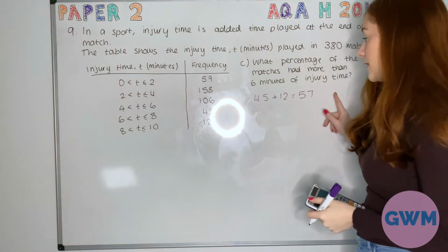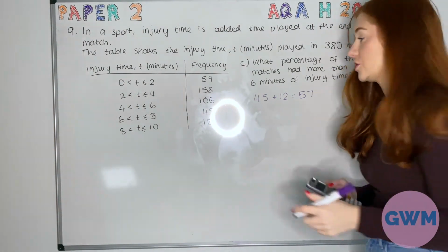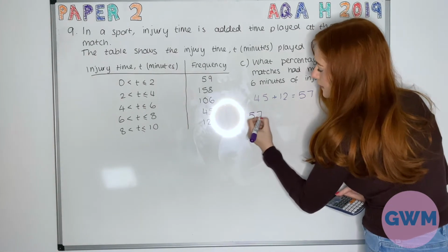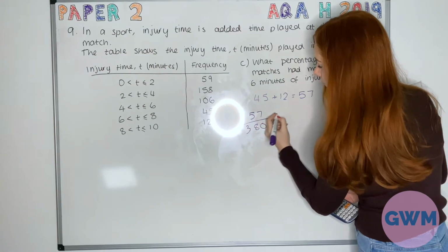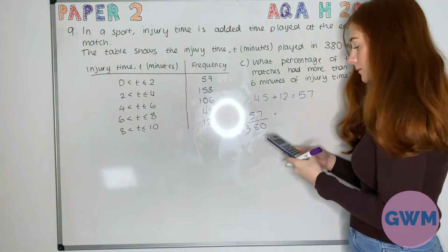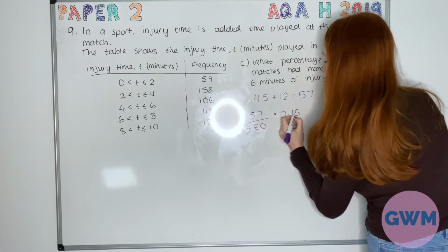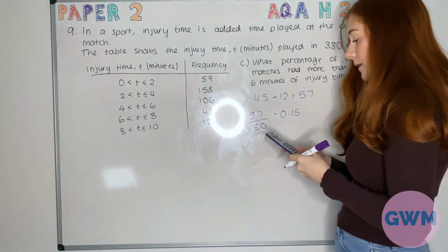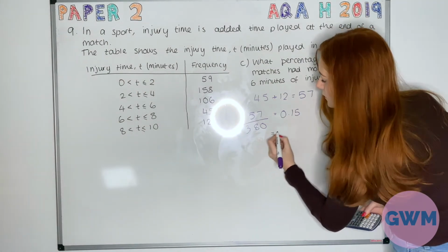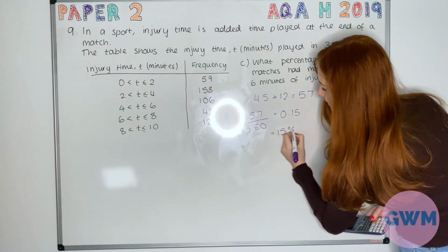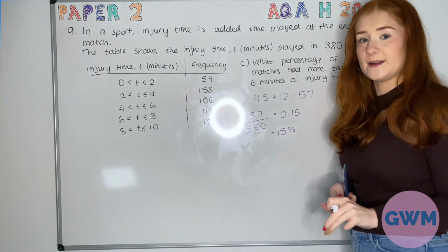And now we just need to work out what that is as a percentage. So we need that as a percentage of the total amount of matches. And to do that, we just do 57 divided by the total amount, which is 380. And that gives us 0.15. But remember, we want it as a percentage, so we times that number by 100 instead of it being a decimal, which equals 15%. So that means that 15% of the matches had more than 6 minutes of injury time.